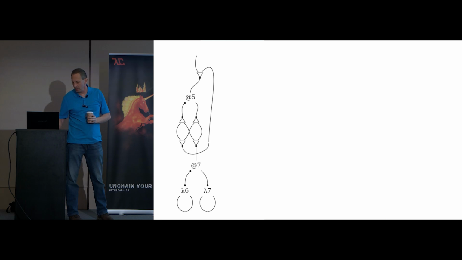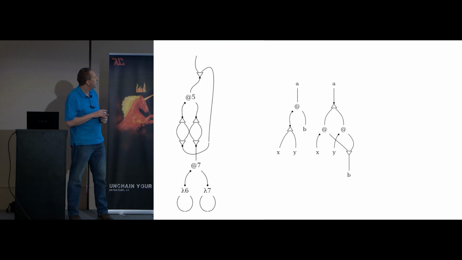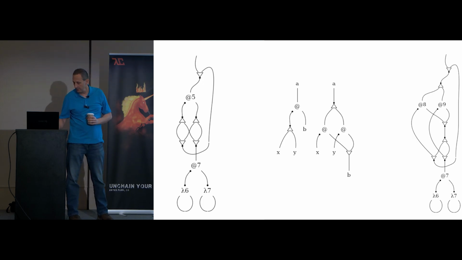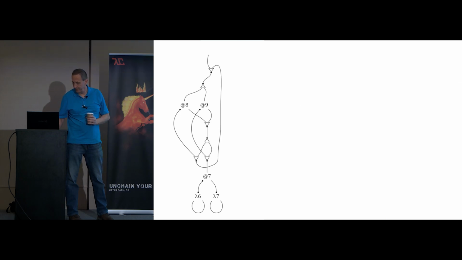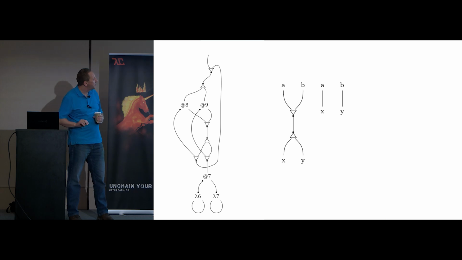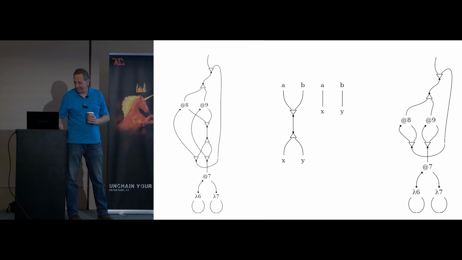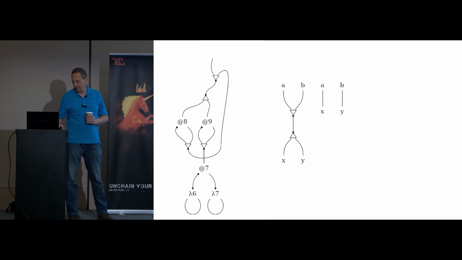So now we start here. We're going to duplicate an application. So we're up here duplicating application 5, and we get 8 and 9. So then we do there. And now we're going to annihilate a pair of duplications. And it becomes simpler. And then we take that graph, we duplicate or annihilate.